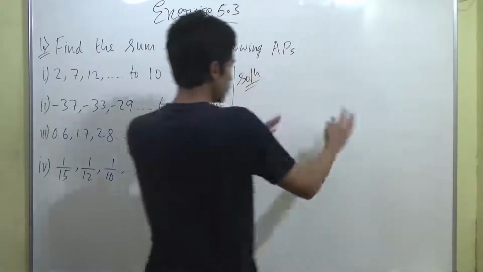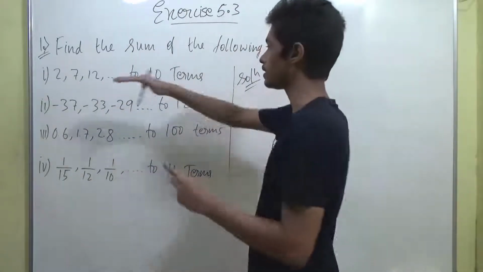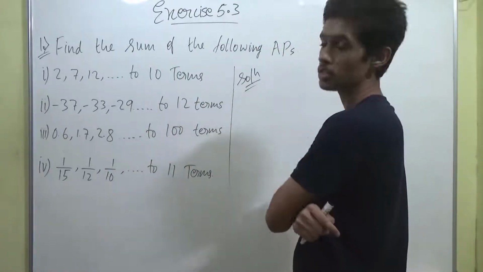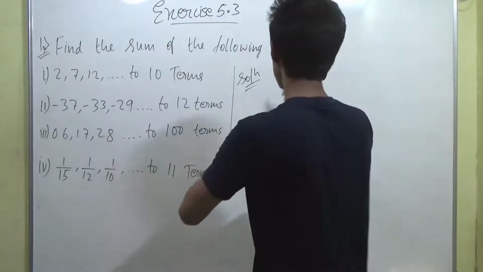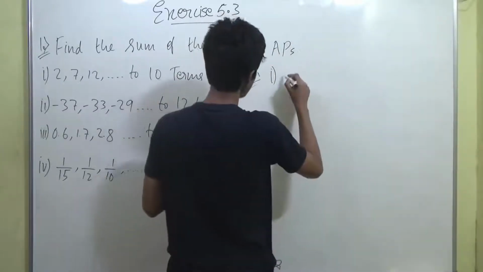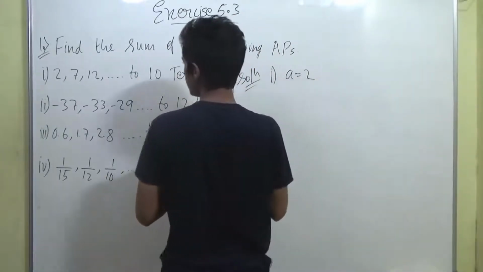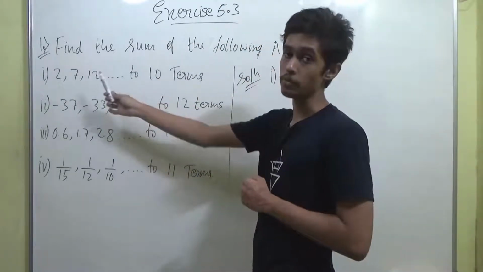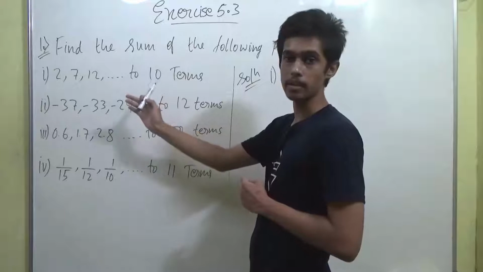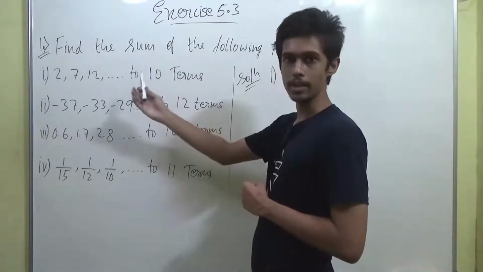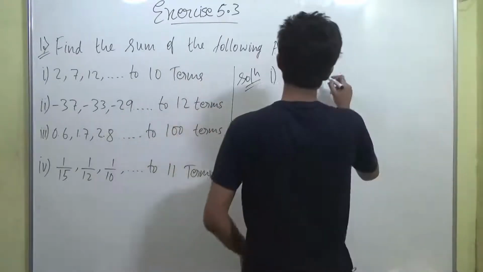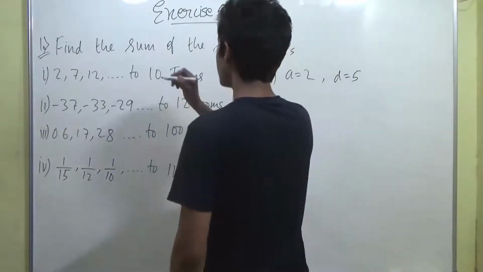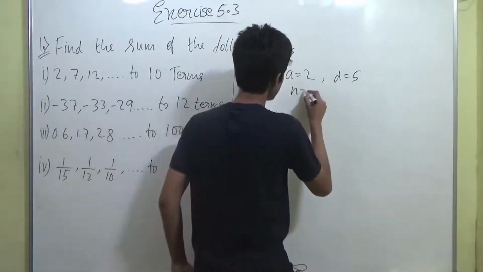This will be the solution part, and this is the question part. Now let's take the first sub question, which is 2, 7, 12, and so on. Here in the first sub question guys, a equal to 2, and d equal to 5. How 5? Because if you see the difference between the first two terms or any two consecutive terms, it is 5, and it is plus 5, it is an increasing AP. So d is equal to 5. Sum of 10 terms, which means n equal to 10.